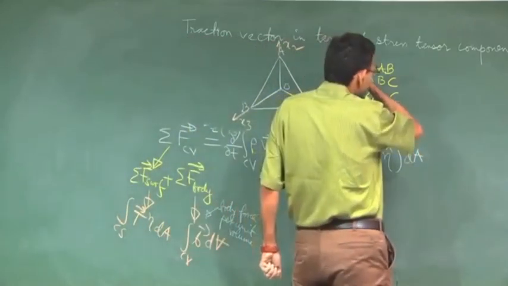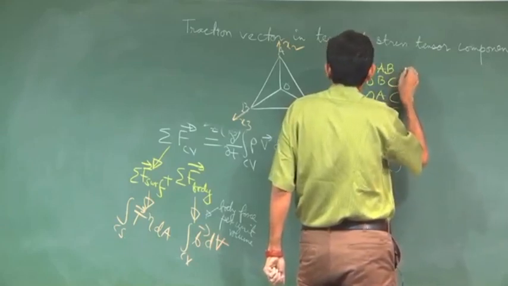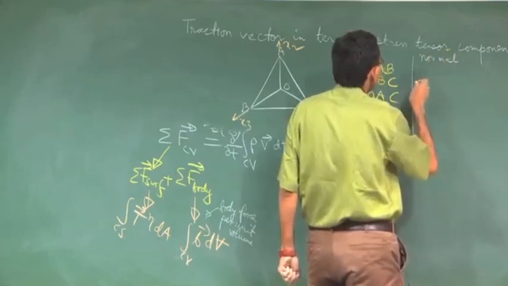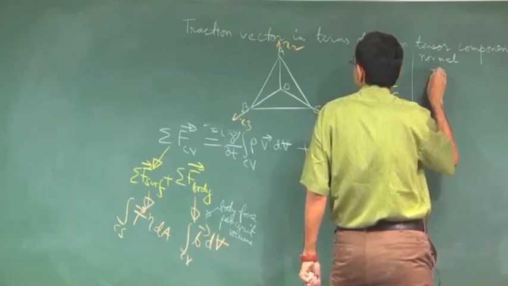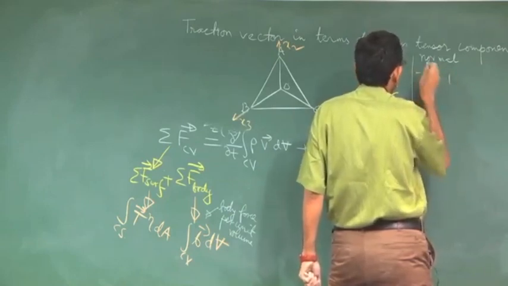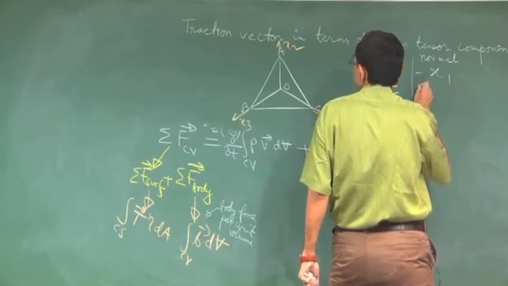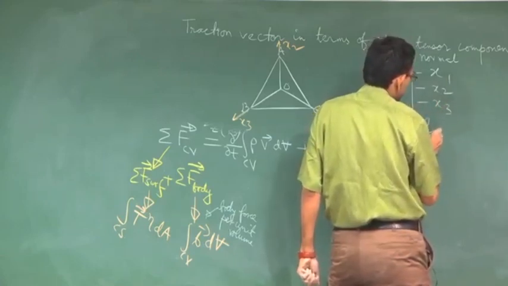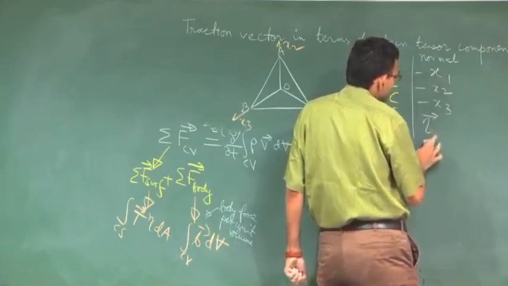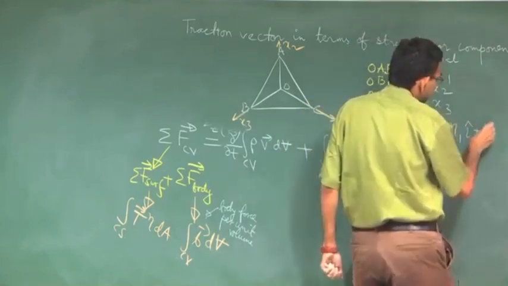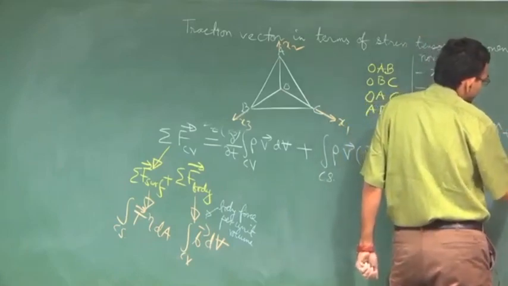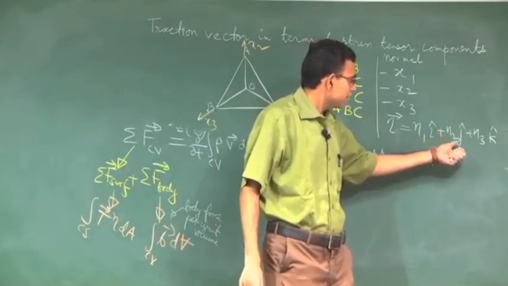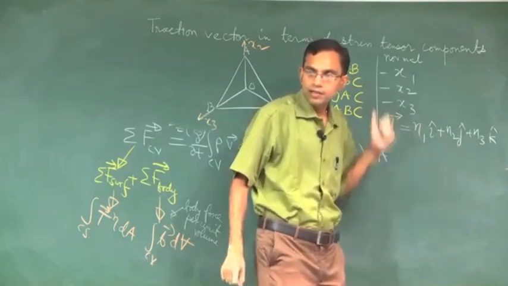So let us say that the OAB, so this direction normal is negative x1, OBC's direction normal is negative x2, OAC's direction normal is negative x3, and ABC's direction normal is say eta, which is eta 1 i plus eta 2 j plus eta 3 k, where eta 1, eta 2, eta 3 are the direction cosines of the vector eta.